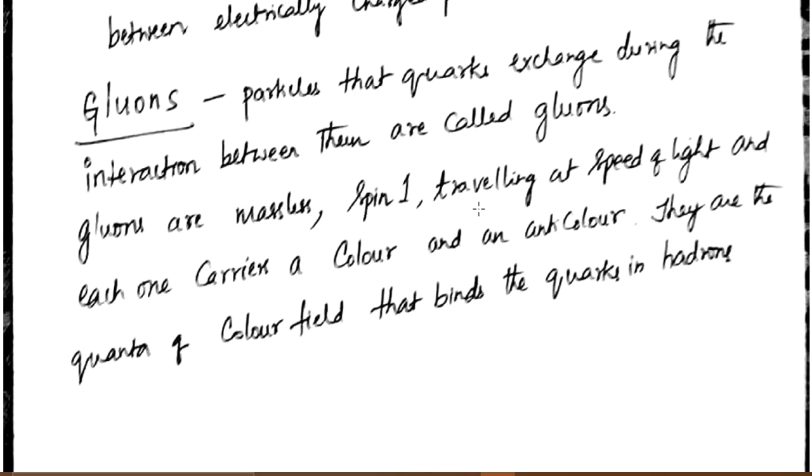Gluons. What are gluons? Gluons are particles that quarks exchange between them during the interaction, and we call them gluons. Gluons are massless, they have spin equal to 1, and they travel at the speed of light, and each one carries a particular color and an anticolor. They are the quanta of the color field that binds the quarks in hadrons.